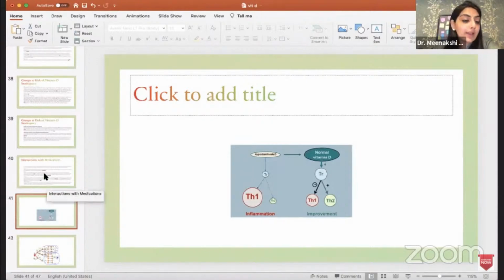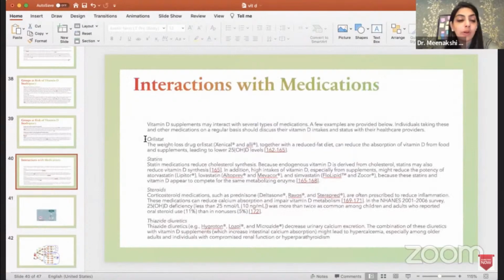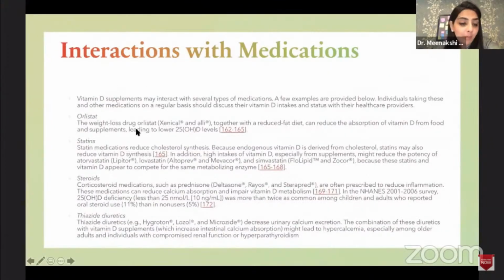So I had said that I'll take it up in 3 sessions, but I've broken it down because for tomorrow's session I needed to do a little more revision. And so okay, we are here with the interactions with medicines. This is another important thing that you need to know. So Orlistat, this is a weight loss drug. If you take it, this will reduce the absorption of vitamin D. And you should be having a discussion with your doctor regarding this.